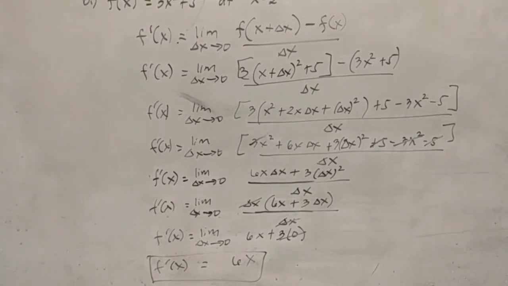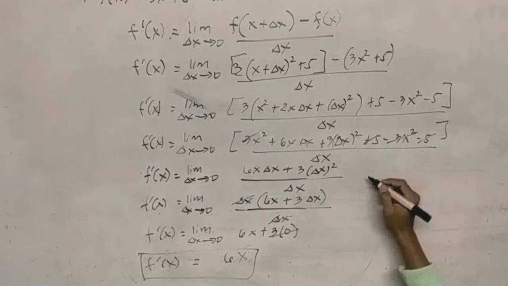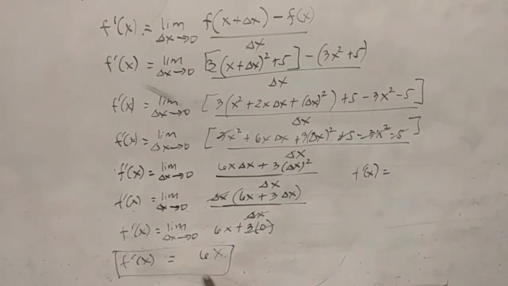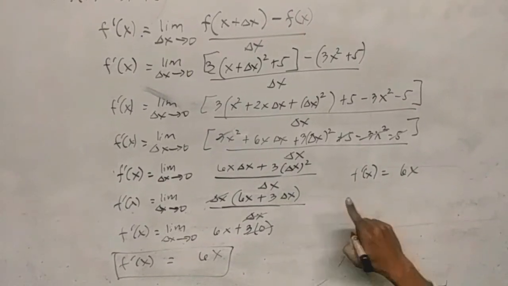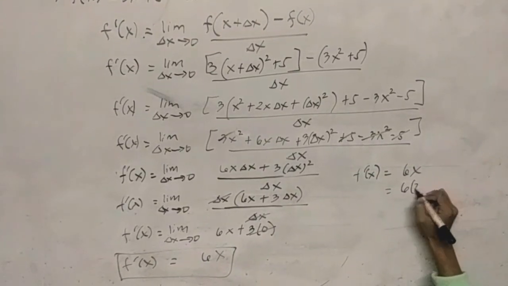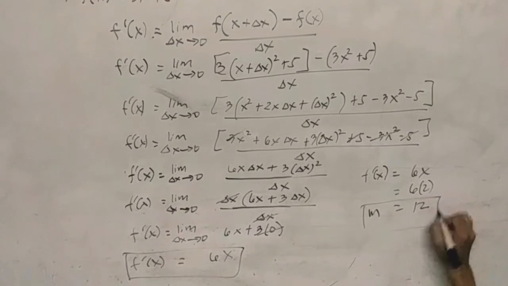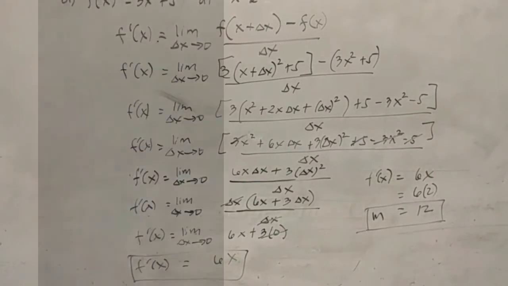So, para makuha ang value ng slope, ang gagawin natin ay f prime of x, subject natin ng value ng x. Kasi sabi doon, we have x is equal to 2. So, 6 times 2 is equal to 12. Therefore, ang slope natin ay 12. So, ganun lang siya.